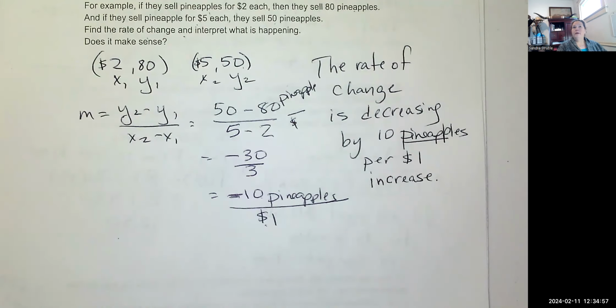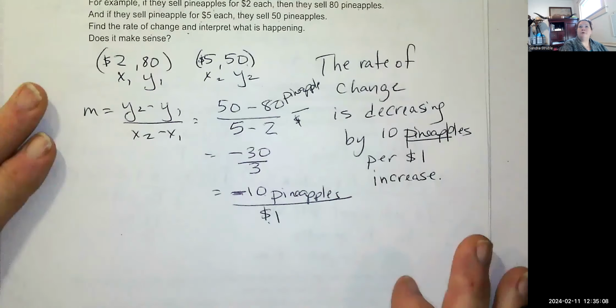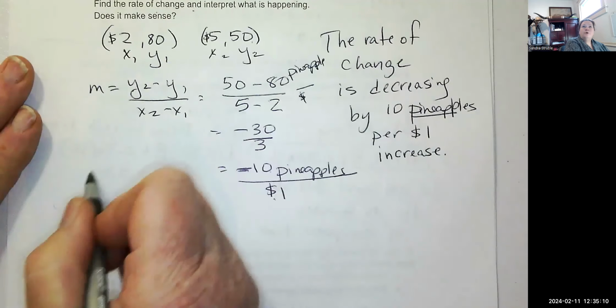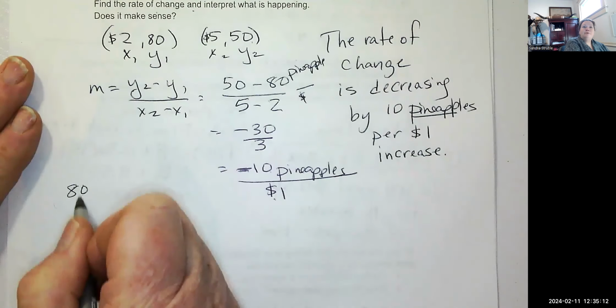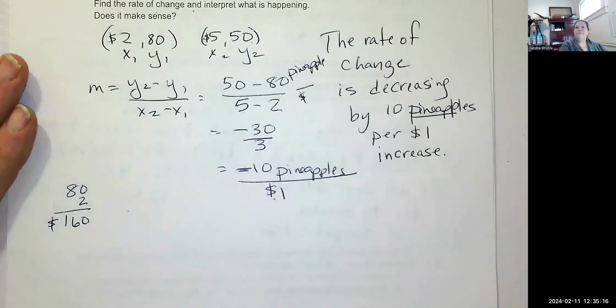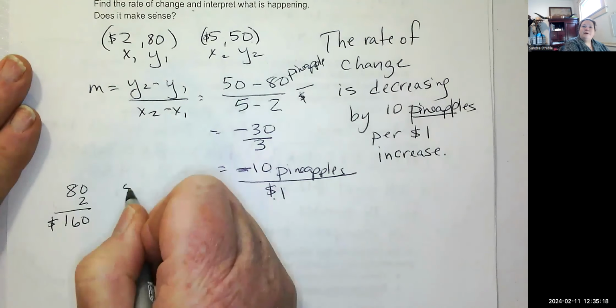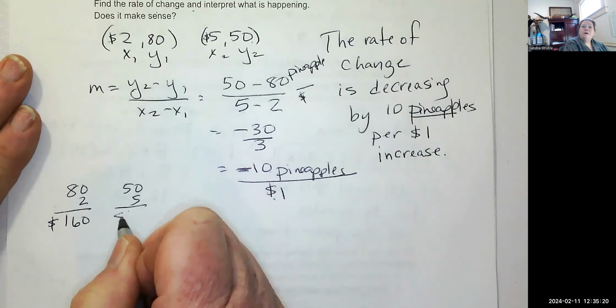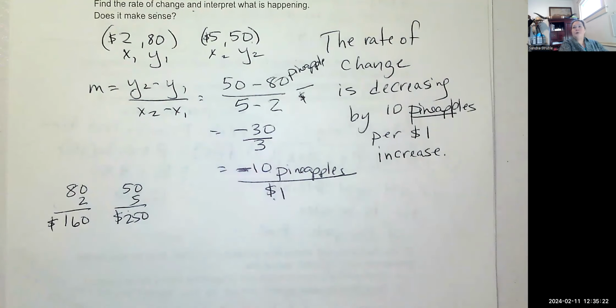Which is better? Is it better to have sold 80 pineapples at $2 or 50 pineapples at $5? Let's calculate that just to see which one's better, because I'm curious. If I sell 80 pineapples at $2 a piece, I make $160. If I sell 50 pineapples at $5 a piece, I make $250. I want to sell 50 pineapples at $5 a piece.